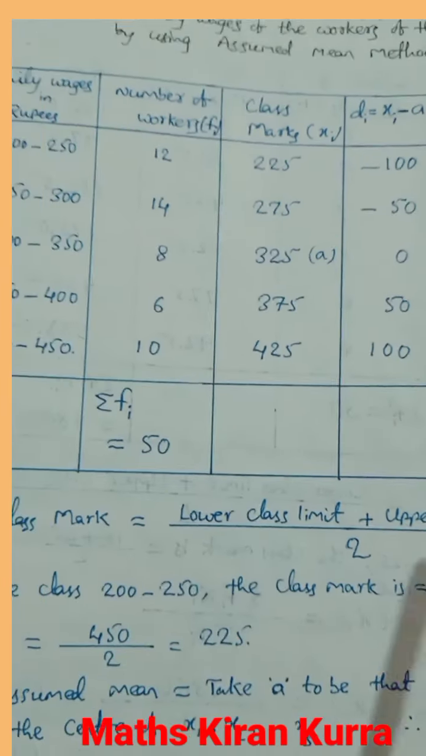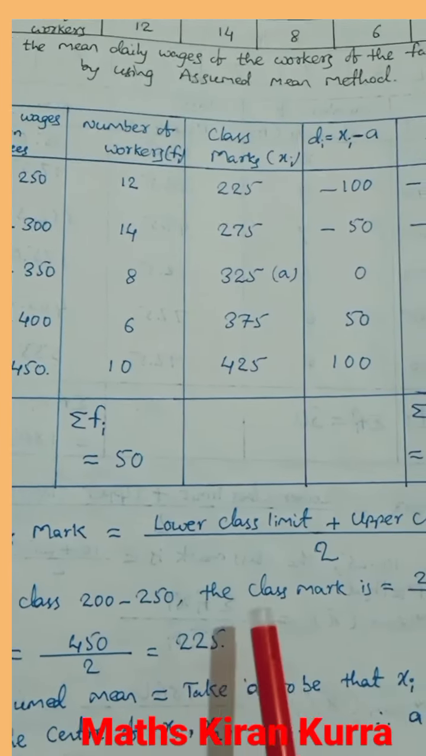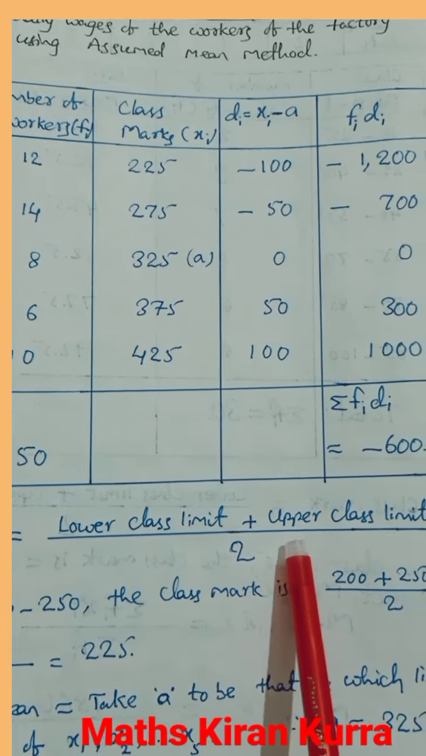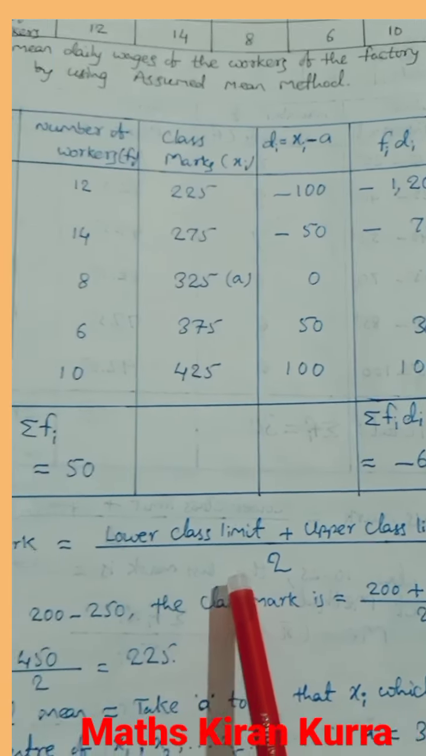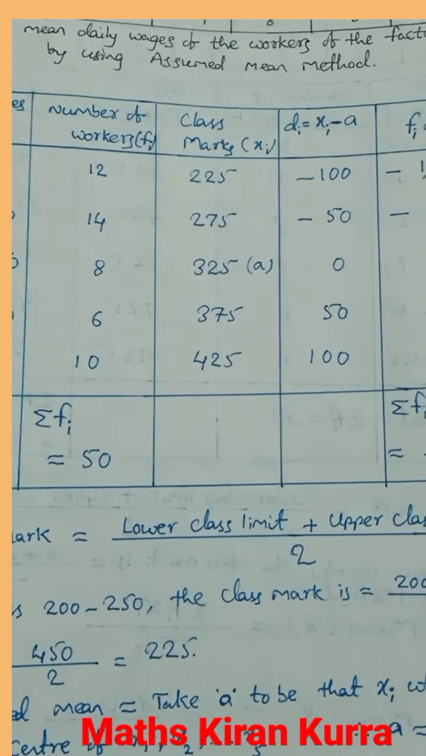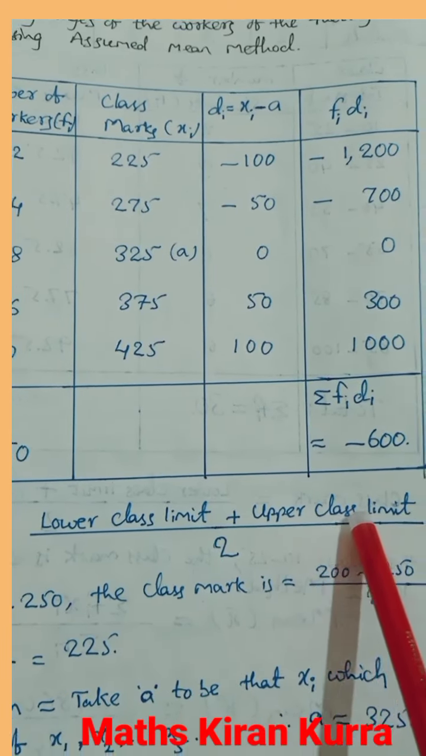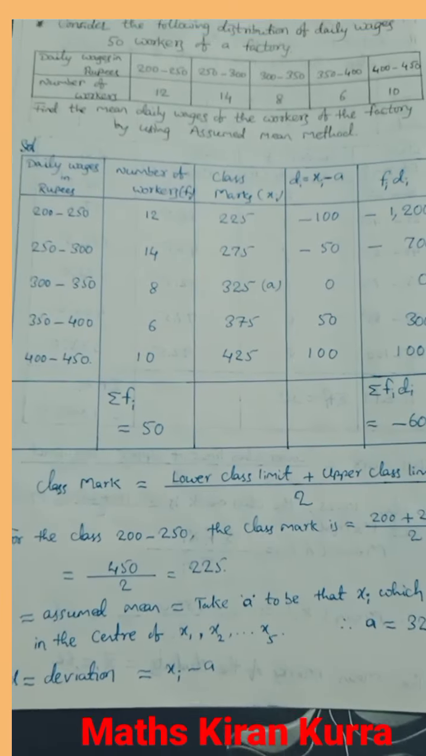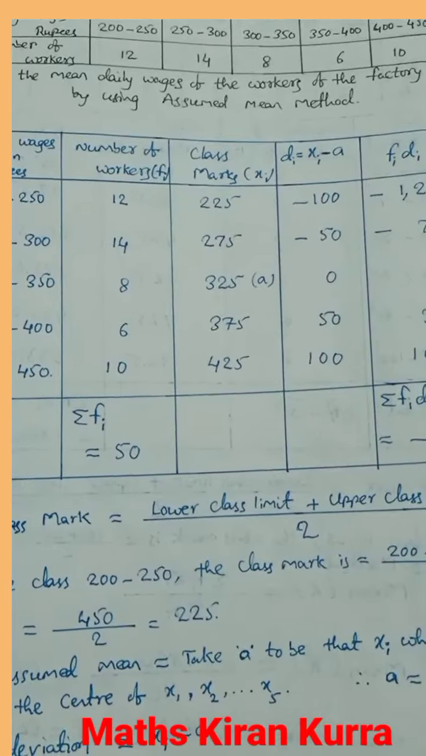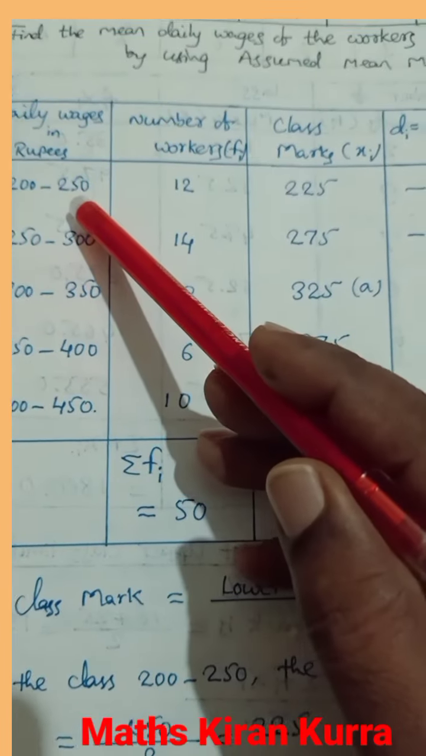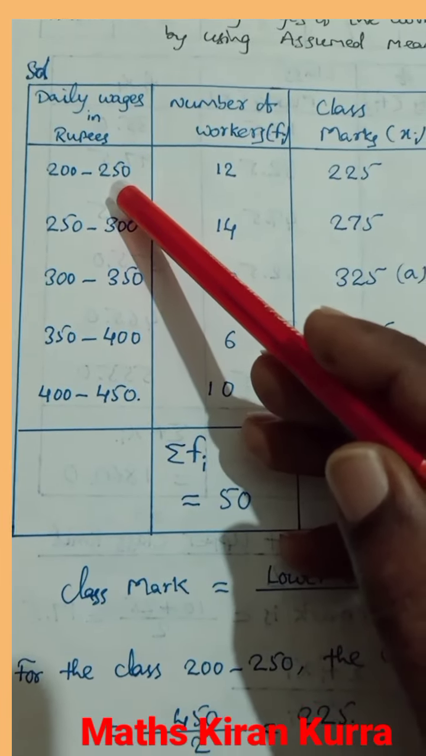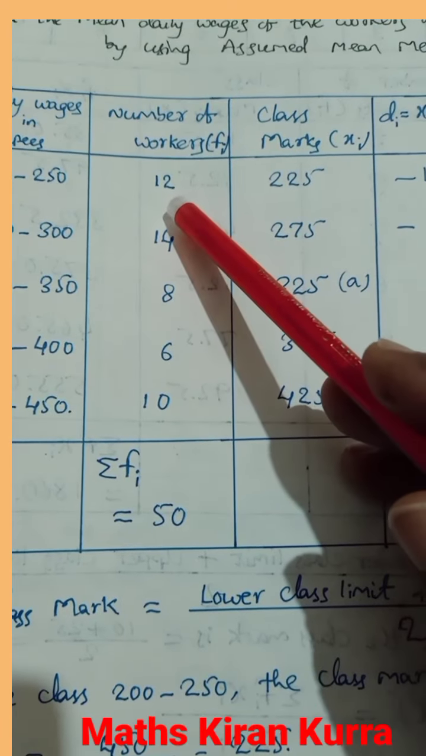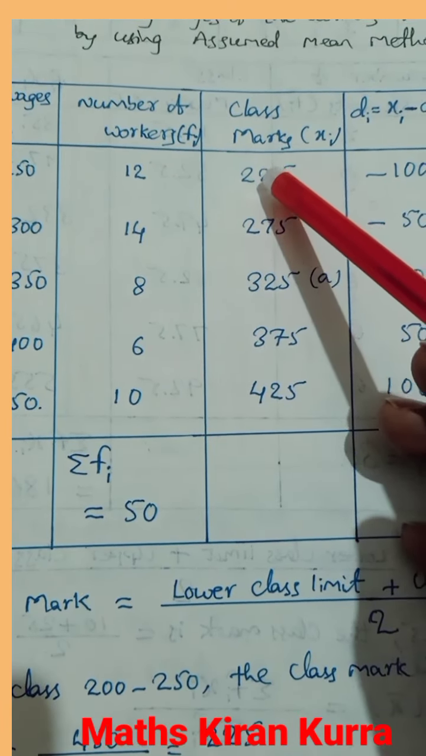Now how to find the class marks? Already we know it is the lower class limit plus the upper class limit divided by 2. So the class mark formula is (lower class limit plus upper class limit) by 2. Now for example, take the first class interval, 200 to 250, where the number of workers is 12. Now find out the class mark.